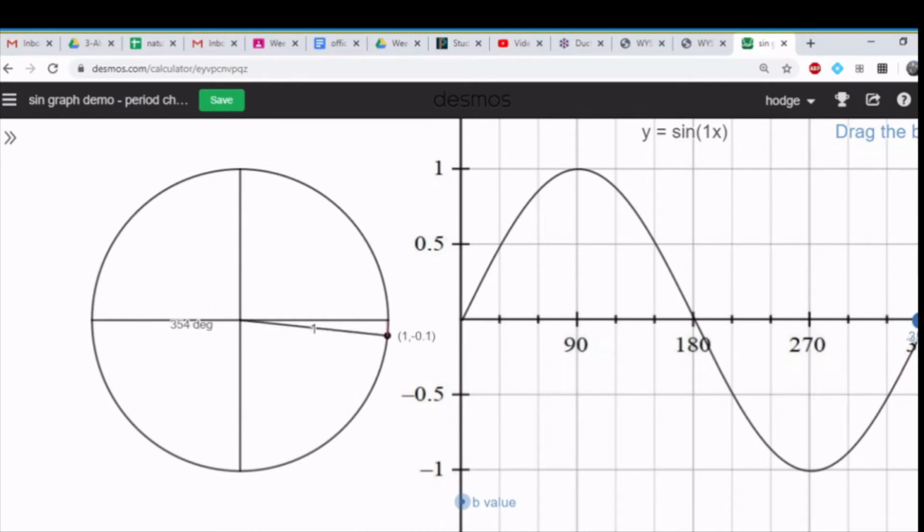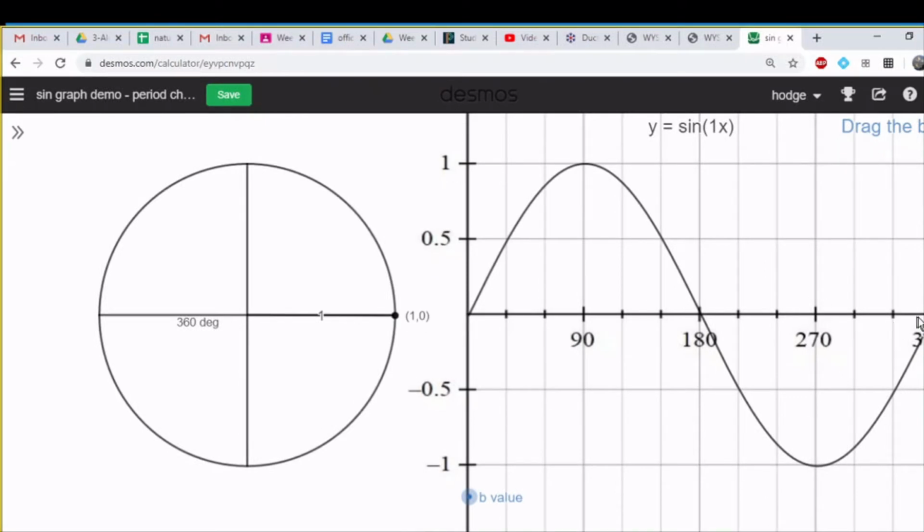By the time we get to 360, we're all the way around the circle. We have a full wave here. It took us from 0 to 360 to complete the wave. That's what's called the period in this case. The period is 360. Let's change this to a 2 and see what happens.